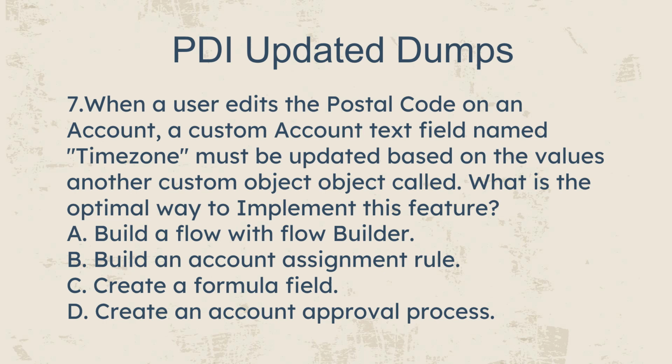7. When a user edits the postal code on an account, a custom account text field named Timezone must be updated based on the values in another custom object. What is the optimal way to implement this feature? A. Build a flow with Flow Builder. B. Build an account assignment rule. C. Create a formula field. D. Create an account approval process.